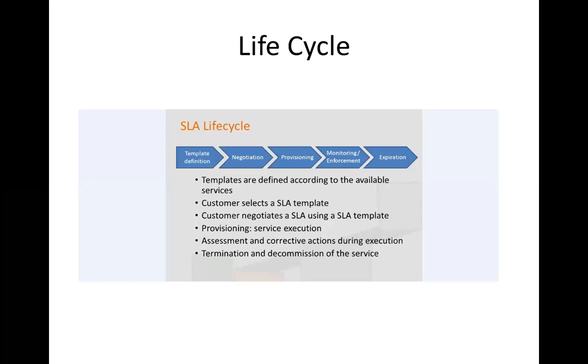In the diagram here you can see the life cycle: template definition, negotiation, provisioning, monitoring, enforcement, and expiration. So the SLA life cycle is from template definition towards expiration. First a template is created, then it is negotiated. That service level agreement is provisioned for various services. After that, it is checked for monitoring and enforcement. If people are not following that service level agreement, it is enforced to maintain the agreement. And after the services are taken back, that is called expiration.